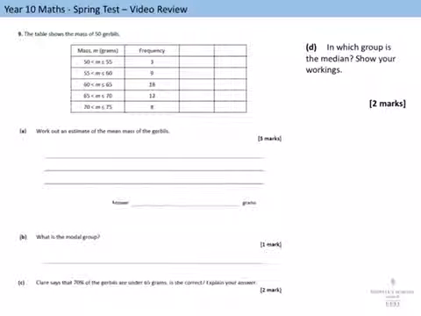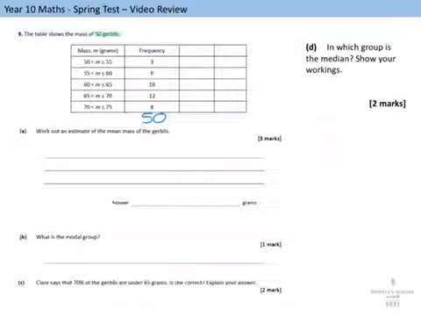Question 9 has got some data. It's grouped data as well, because we can see that we've got the inequality symbols here and it's represented in a table. So we're probably going to be doing some average calculations. And just to help us out, it's told us that there's 50 gerbils. So we already know that the total of the frequency column is 50.